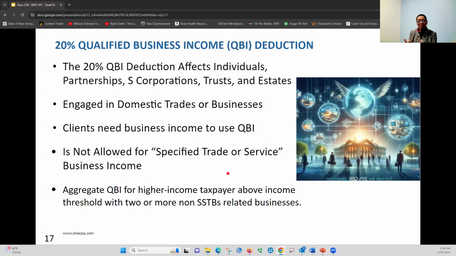And if you have multiple businesses, this is another strategy that folks do. A lot of people sometimes have multiple businesses. Sometimes it's not in all cases. If one business has a loss, you might be able to aggregate all of your businesses together, so you can utilize the 20% deduction. Obviously, if a business has a loss, you do not get that QBI deduction.